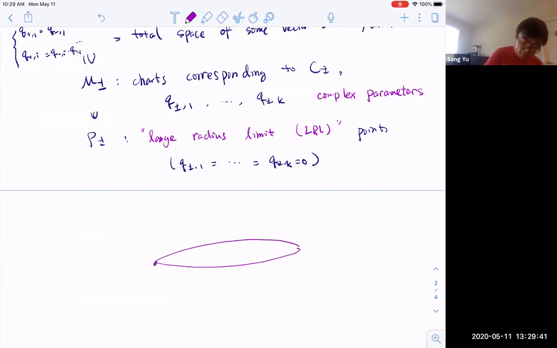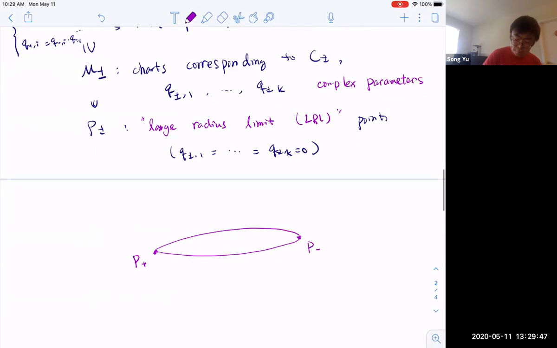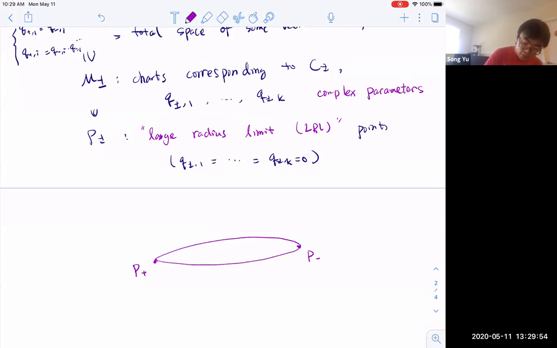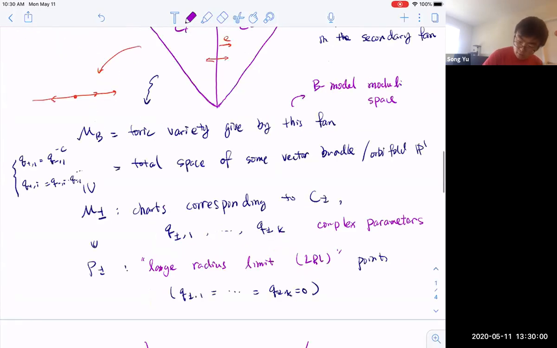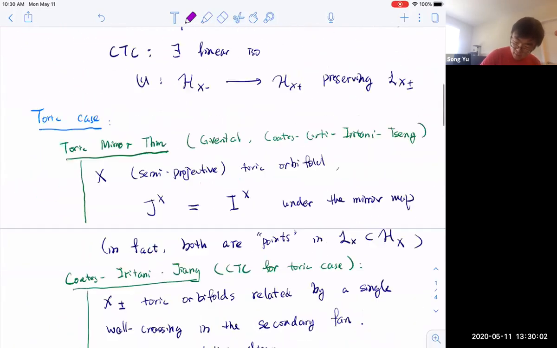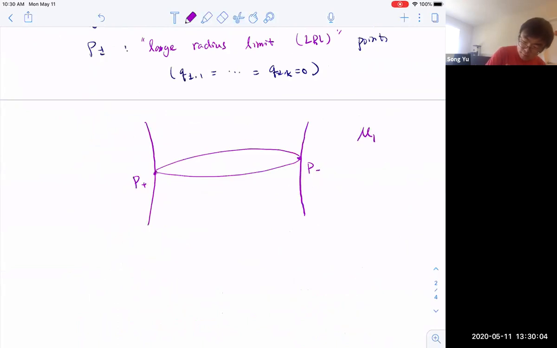So this is my base, orbifold P1, and I have the 0 and infinity at the base, which are the large radius limit points. And in general, this entire B-model moduli space will be some total space of a vector bundle over this. So this is MB.